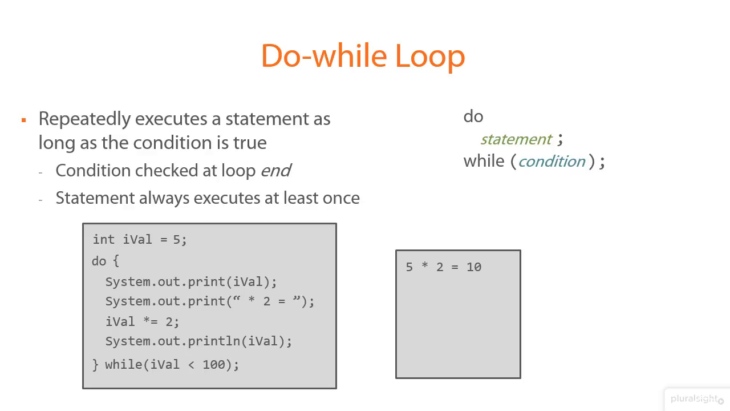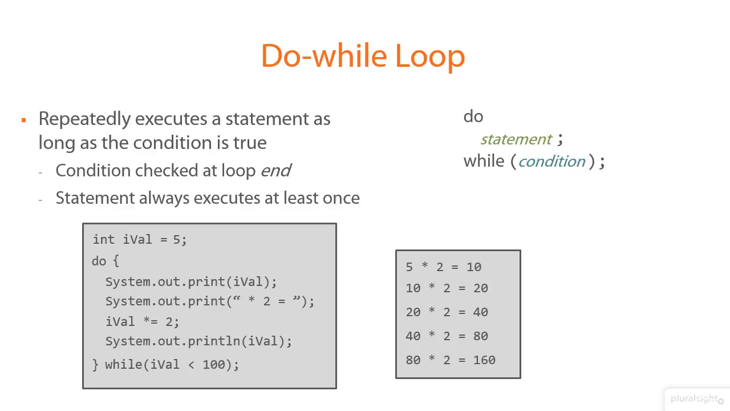So we know currently ival is 10. Next pass through the loop, it's going to print out 10 * 2 = 20. So ival is now 20, still less than 100. 20 times 2 is 40. 40 is still less than 100. 40 times 2 is 80. 80 is still less than 100. And now 80 times 2 equals 160. But now ival is not less than 100. It's greater than 100, 160, so our code ends.